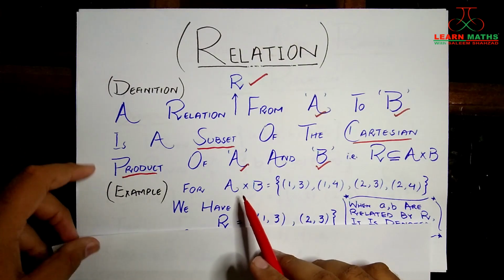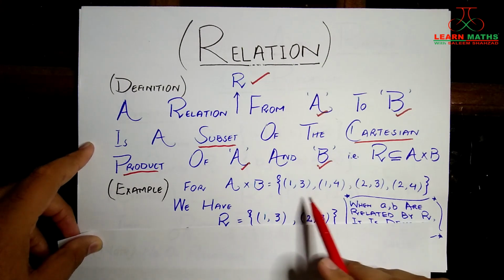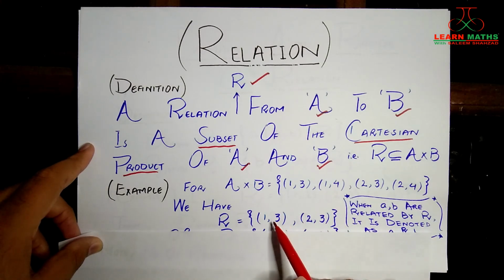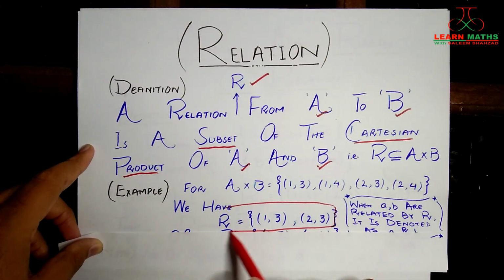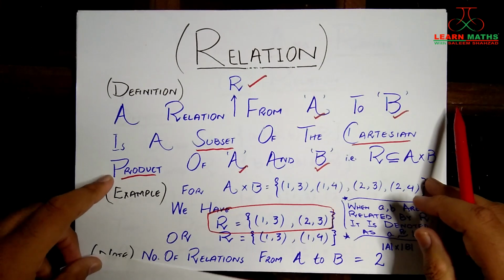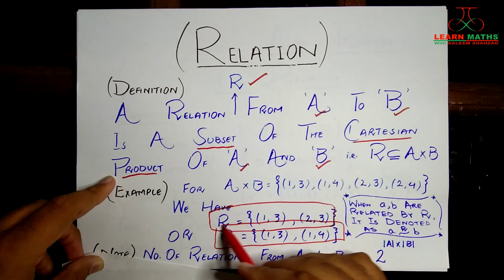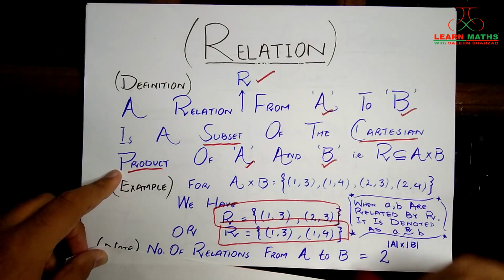We have used the same Cartesian product A cross B. So A cross B consisted of 4 ordered pairs, and I have taken 2 of them out. So this set over here is actually a relation. Also, I have another relation over here. So things get clear here: there does not exist a single relation for a Cartesian product.